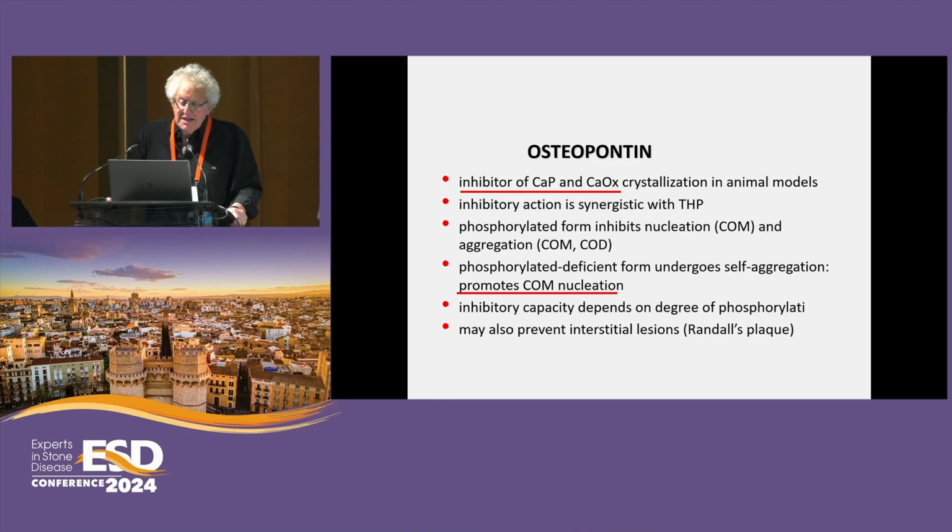Osteopontin is an inhibitor of calcium phosphate and calcium oxalate crystallization. And then in other circumstances, it promotes nucleation. And it depends on the degree of phosphorylation of the osteopontin itself. So there's structural subtleties within the macromolecule that can change the way it's going to react with crystals.